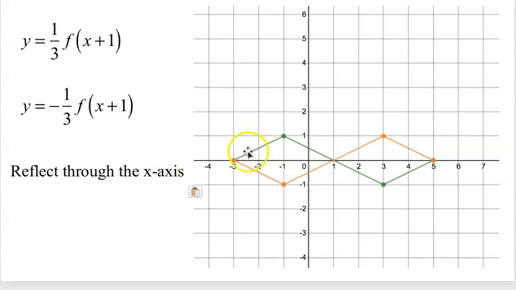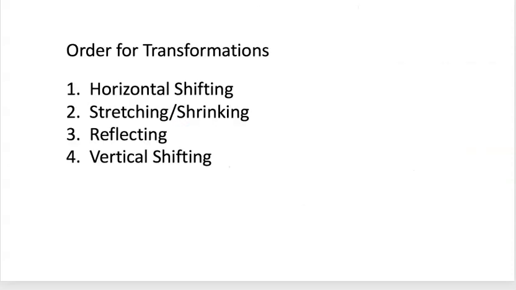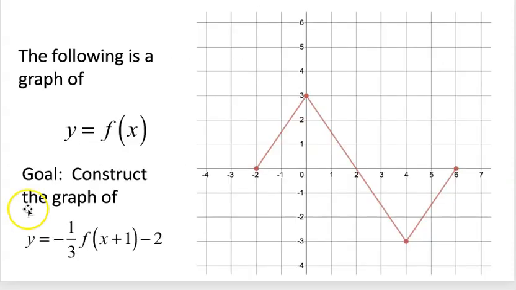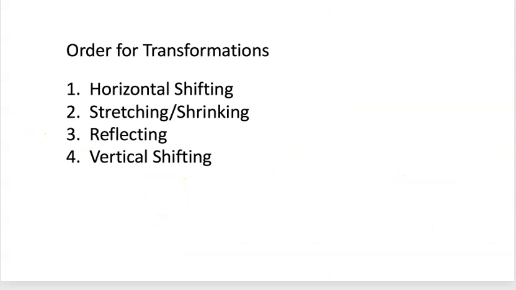So the green graph is y equals 1/3 f of (x plus 1). The orange graph is y equals -1/3 f of (x plus 1). So we've done the horizontal shift, we've done the shrinking by 1/3, and we've done the reflection by taking care of the negative sign, the negative of the function that we were given. So the last thing we have to do, according to our list, is our vertical shift. Remember, this was our original goal: y equals negative 1/3 f of (x plus 1) minus 2. We've done the x plus 1, we've done the 1/3, we've done the minus. The last thing we need to do is that vertical shifting, taking everything down 2 units.